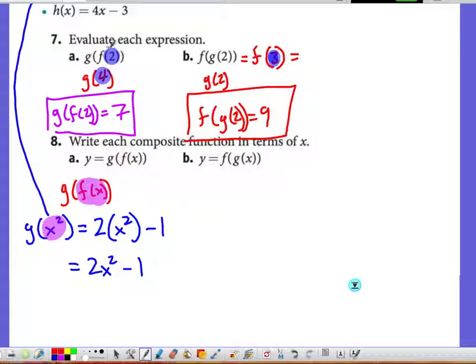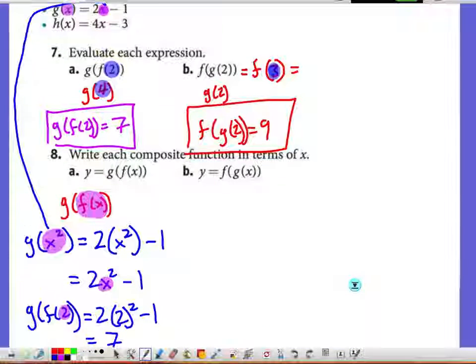And so what if we try to find g of f of 2? Is this going to give us the same answer? Well, let's find out. G of f of 2, all we have to do is take the input and plug it in for x. Okay, so we get 2 times 2 squared minus 1. 2 squared is equal to 4. 4 times 2 is 8. 8 minus 1 gives us 7.